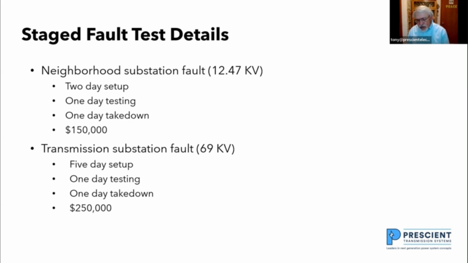A transmission substation fault, we're thinking 69 kV so that we don't have to get NERC involved. And that would probably take a 5-day setup with 1 day testing, 1 day takedown, and probably $250,000. So stage fault tests, in our mind, aren't that expensive when you look at the results of what you're going to get.